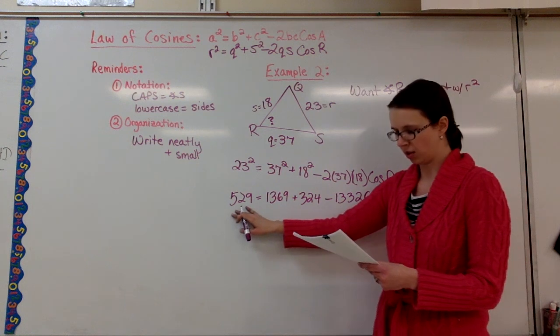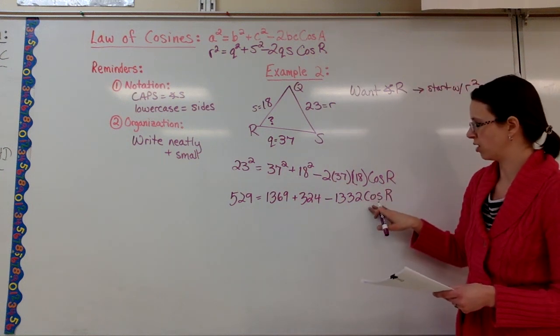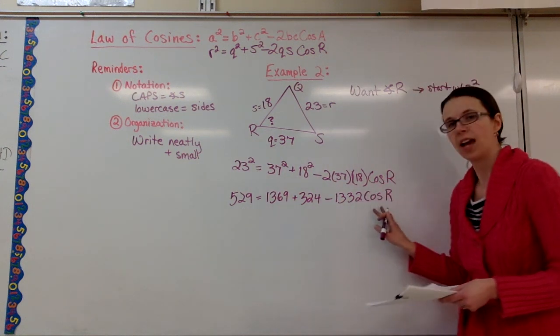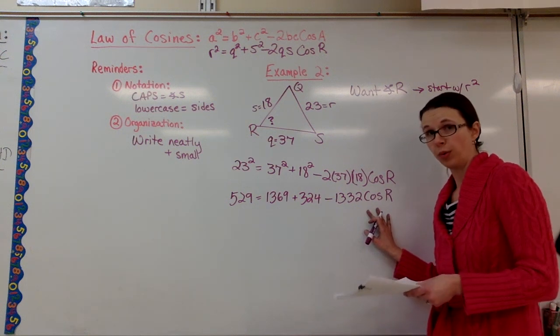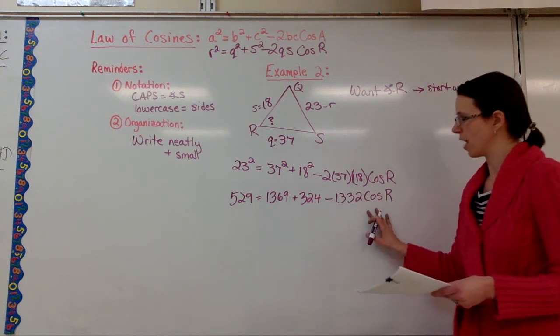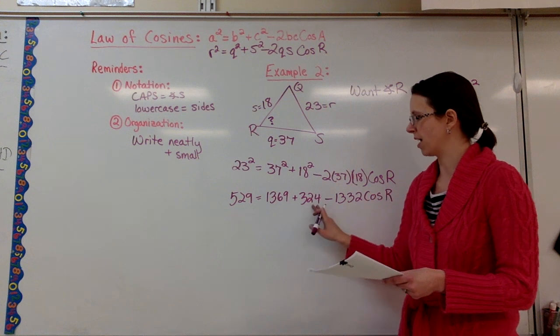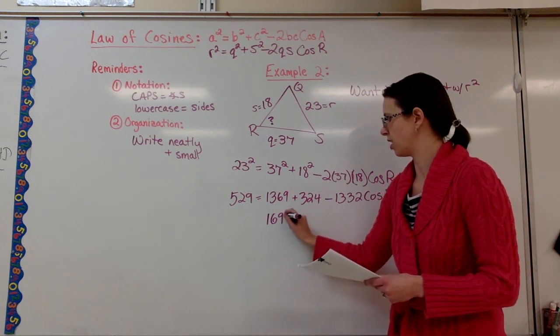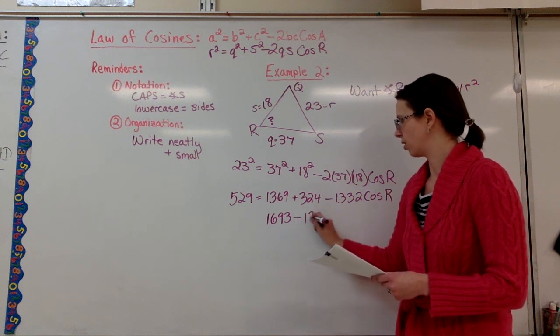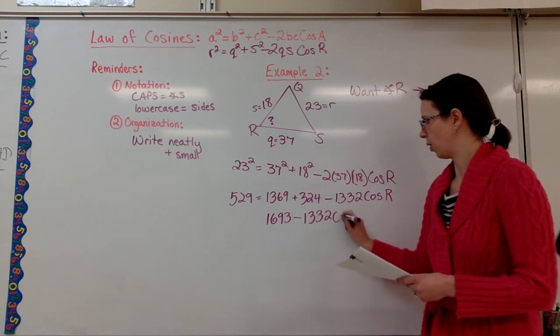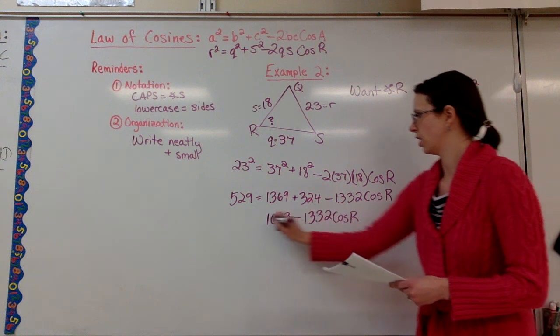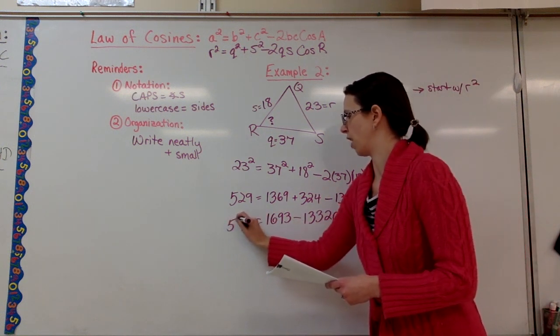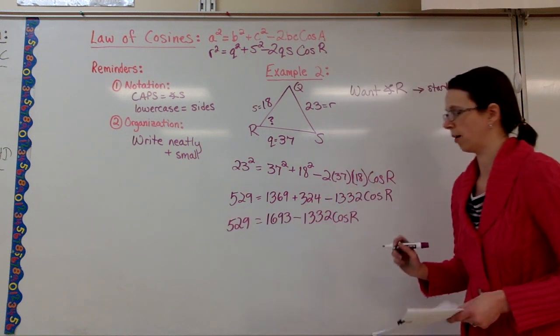So as we're looking at this equation, we want to start trying to move things out of the way and get cosine of r alone, okay? So as we're looking to do that, we probably want to combine these first two numbers. So we get 1,693 minus 1332 cosine of r. And then that's still equal to the 529 that was there before.